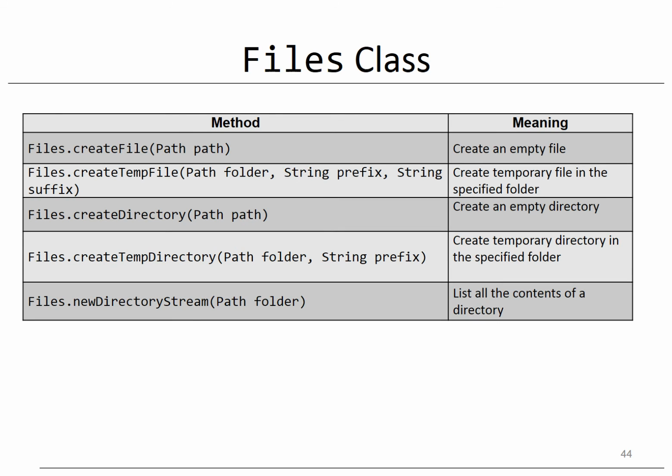Here you can see some methods listed to create files and directories. The createFile method creates an empty file. The createTempFile method creates a temporary file in the specified folder. The createDirectory method creates an empty directory. The createTempDirectory method creates a temporary directory in the specified folder. The newDirectoryStream method lists all the contents of a directory.